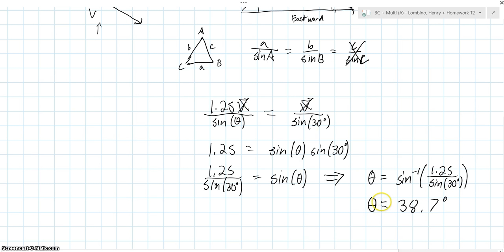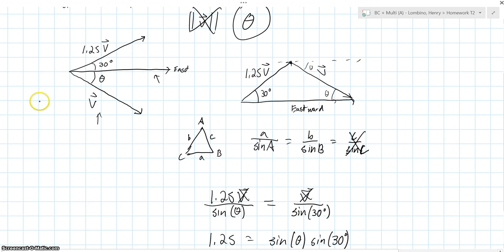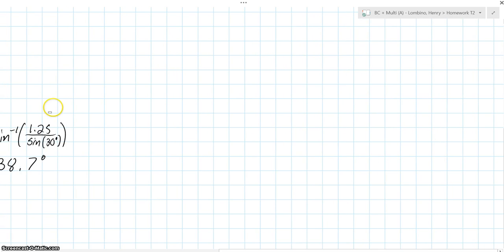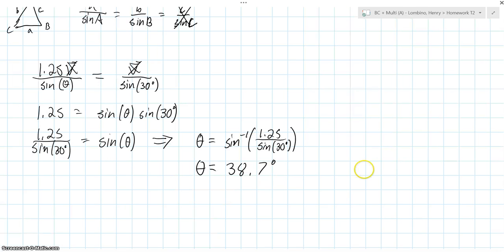Degrees where? It's asking for a direction, so let's go back up to our original diagram right here. If this is east, it's going to be 38.7 degrees south of east. So our answer is 38.7 degrees south of east. And there is our answer.